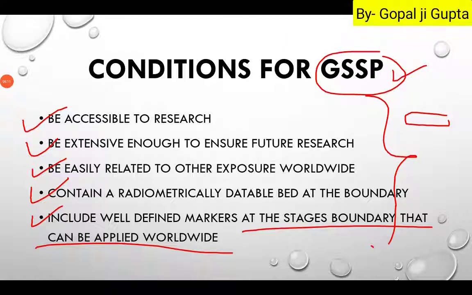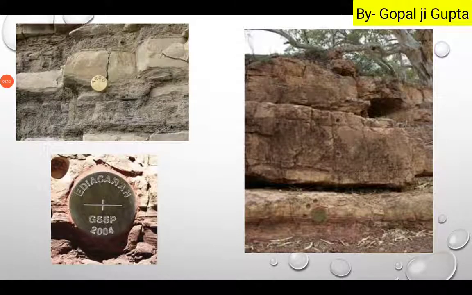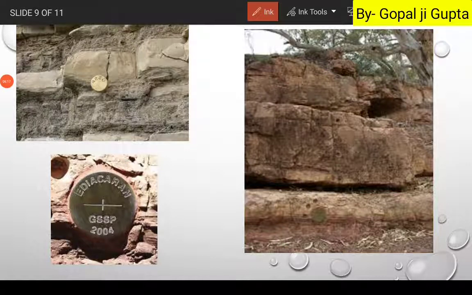Now let us see other examples also. These are some of the examples. Whenever a bed qualifies for GSSP, a golden spike is marked. This is neither made up of gold, nor is it spike in nature, but the term golden spike is used.